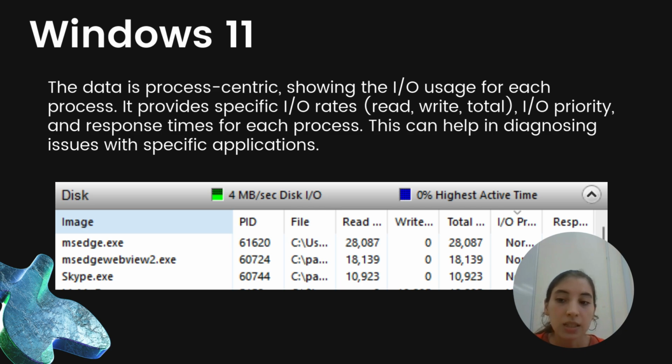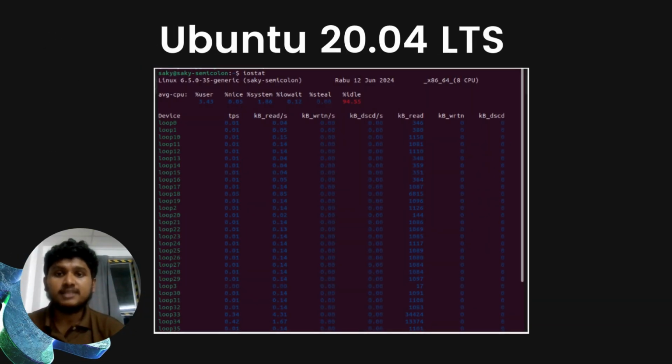Overall, we can see that the disk input-output rate is around 4 megabytes per second, which indicates that the disk rate across all processes is low. Notably, the disk highest active time is 0%, indicating that the disk load is currently very low. Disk input output performance on Ubuntu 20.04 LTS.